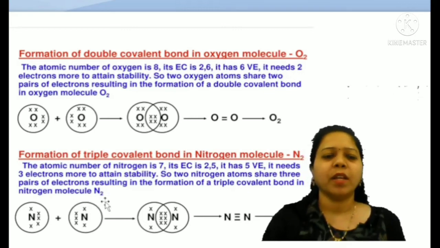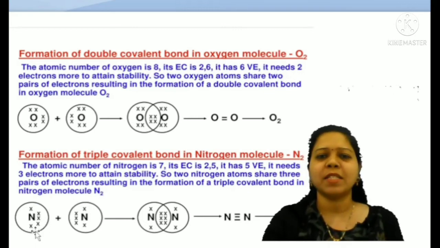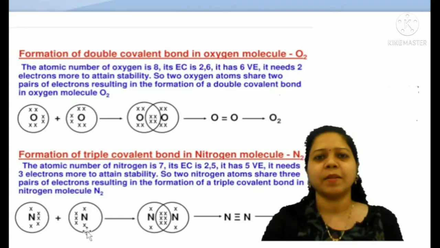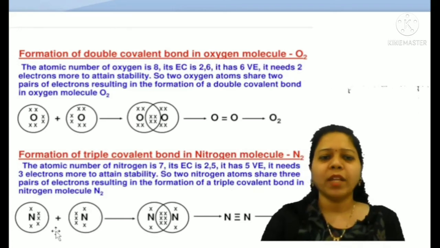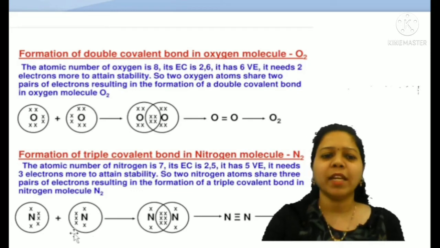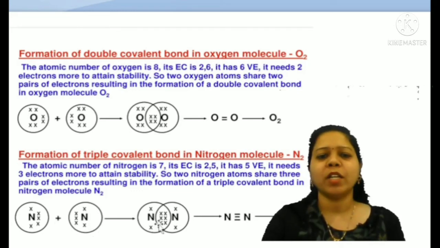that is N2. Now see, in this nitrogen 5 electrons are present in the valence shell, and in this nitrogen also 5 electrons are present in the valence shell, and both nitrogens require 3 more electrons to complete their octet and to attain stability. That's why they decided to share 3 electrons each: 3 electrons from this nitrogen and 3 from this nitrogen. That's why they share a total of 6 electrons between them, which forms 3 pairs of electrons, and when they both share 3 pairs of electrons, it forms a triple covalent bond and it forms a nitrogen molecule.